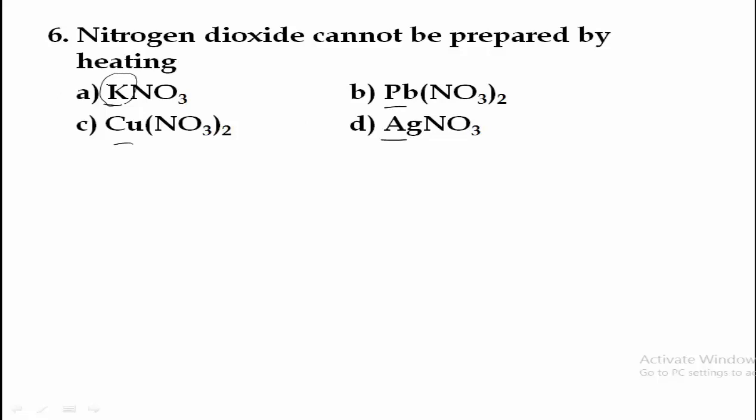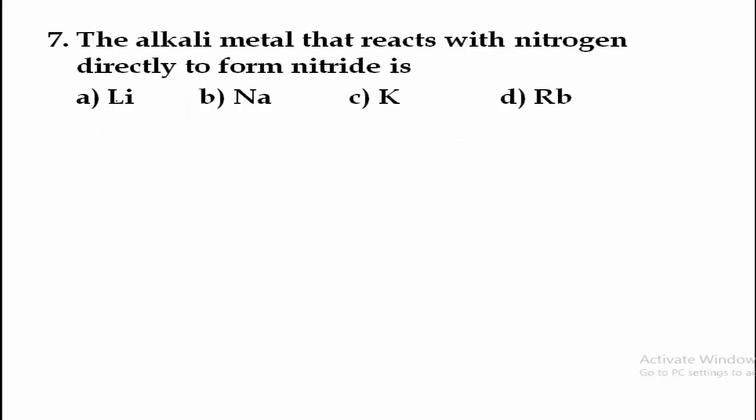So they asked which one will not give nitrogen dioxide on heating. So that's why potassium nitrate will not give nitrogen dioxide on heating, and hence option A is the correct one. Then the seventh question: the alkali metal that reacts with nitrogen directly to form nitride is, among these four.